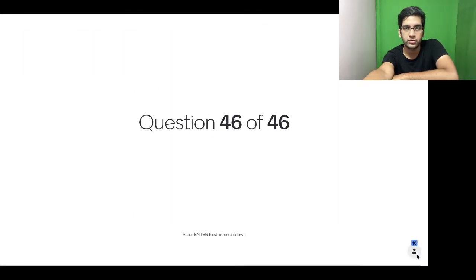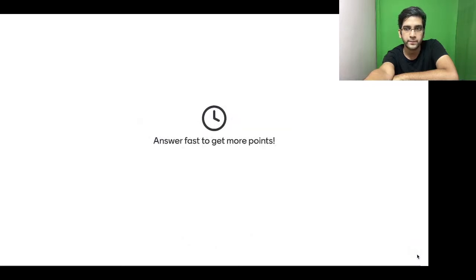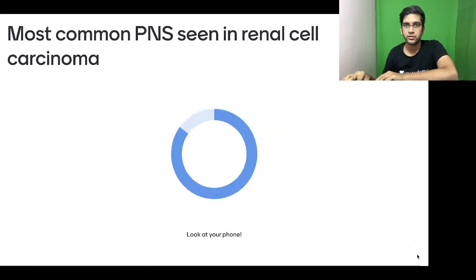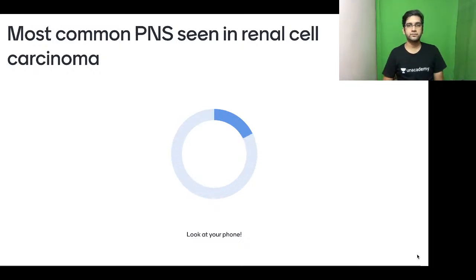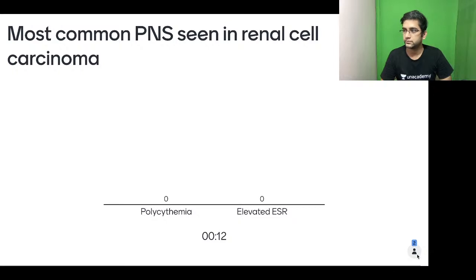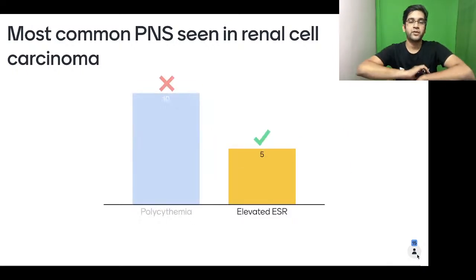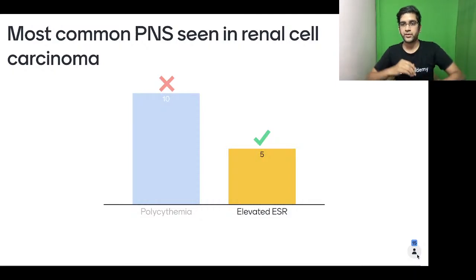The next one will be the leaderboard. Let's start. Elevated ESR is more common than polycythemia vera. I am sure you must have written polycythemia vera because we can easily explain it by the pathogenesis. But unfortunately, elevated ESR is more common statistically, a paraneoplastic syndrome seen in renal cell carcinoma. Okay, that brings us to the end of the fourth round and the final round of the quiz.